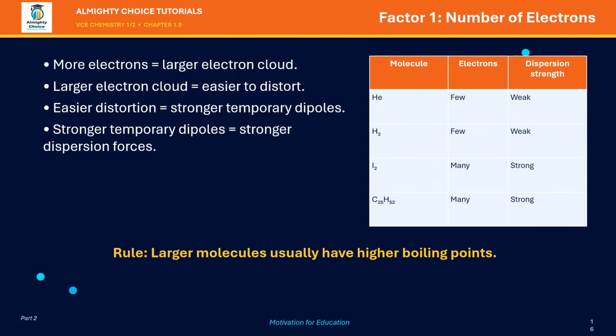Okay, so the first factor affecting dispersion strength is the number of electrons. More electrons means a larger electron cloud. A larger electron cloud is easier to distort, so a stronger temporary dipole forms. This is why iodine and large hydrocarbons have stronger dispersion forces than helium or hydrogen. In general, larger molecules usually have higher boiling points.